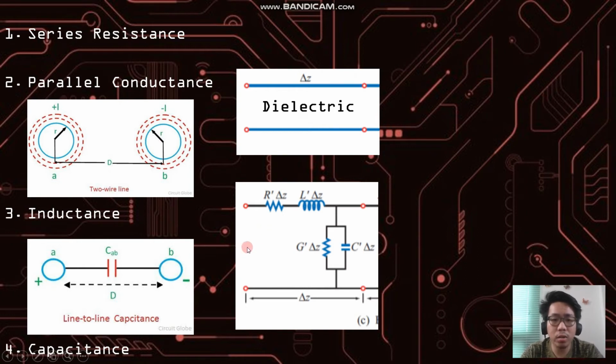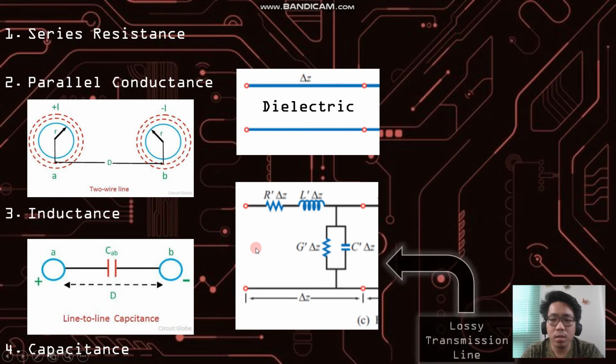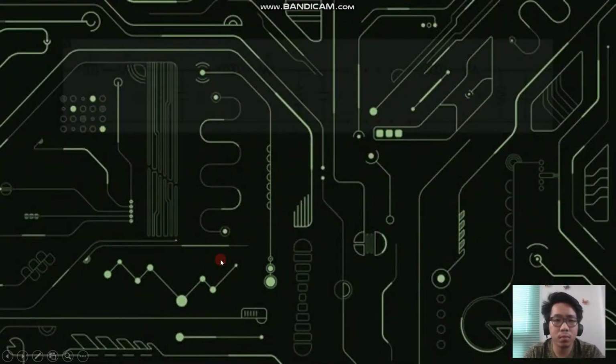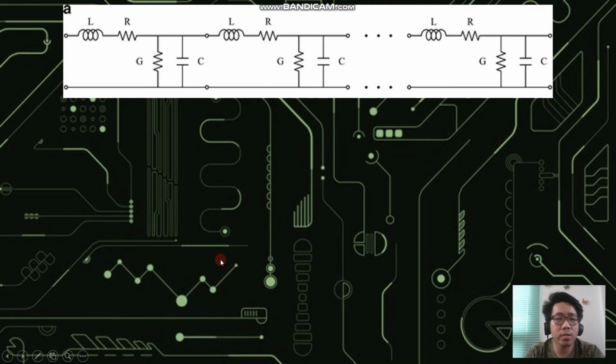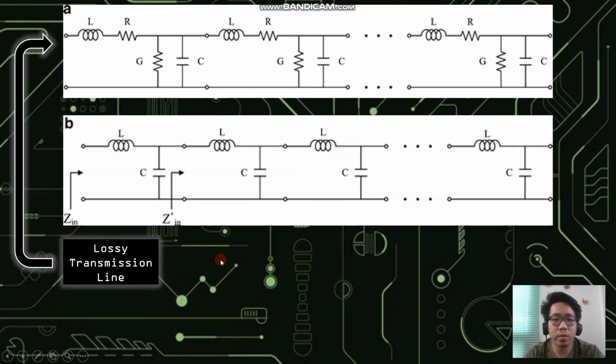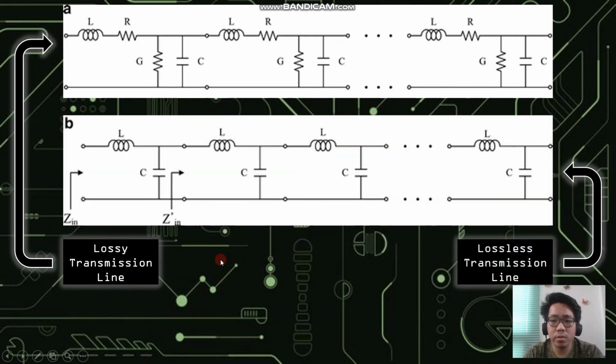And this is actually called a lossy transmission line. And if this is a lossy transmission line, what does a lossless transmission line look like? So here is our circuit diagram for the lossy transmission line. And this is our circuit diagram for the lossless transmission line.